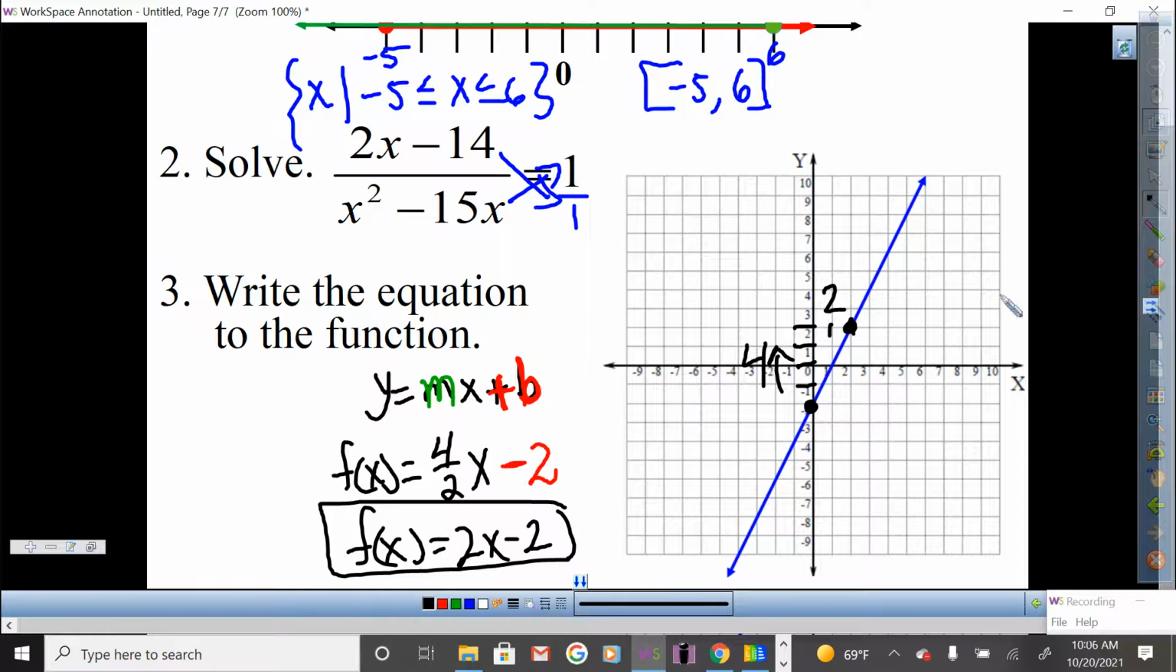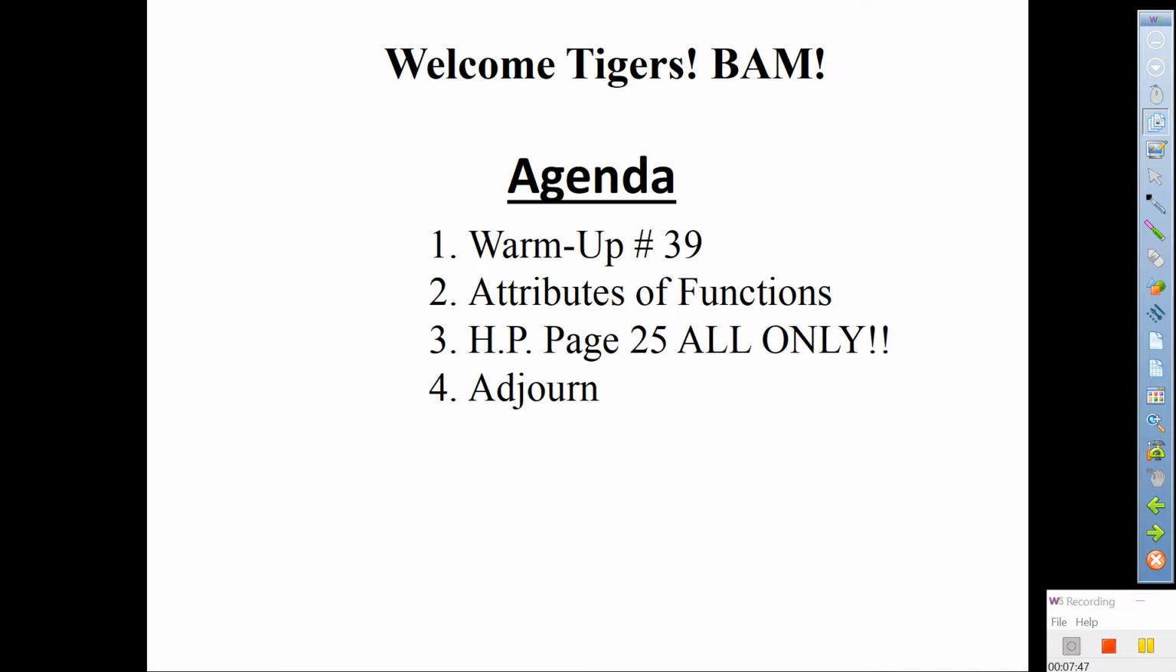All right, copy the agenda for today. Here we go. Now today we're going to be graphing, guys. We need at least 3 coordinate planes from -10 to 10. If you have your graphing notebooks, do that. I still have some graph paper left. If you want to help yourself with that, that's up to you. They're over there. But you do need graph coordinate planes today. Agenda for today: warm-up number 39, attributes of functions. And your home play for tonight is page 25, all only.